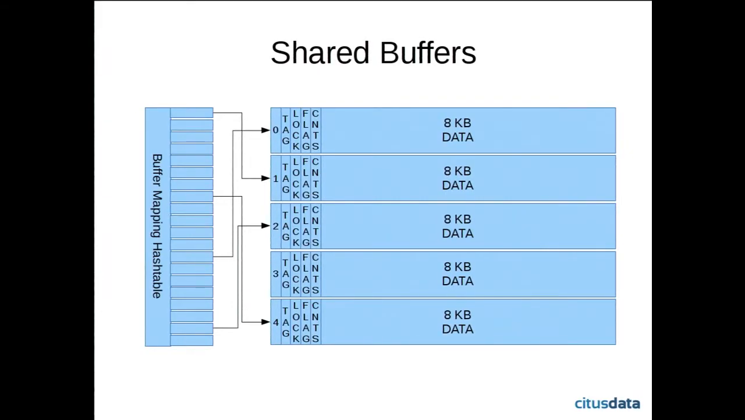So Postgres uses a buffer mapping hash table to map from which table we are talking about, and which block in which table, to a finite list of buffers. And these buffers then contain the actual disk data in that block. By default, they're 8 kilobytes large, but you can recompile them to be differently sized.